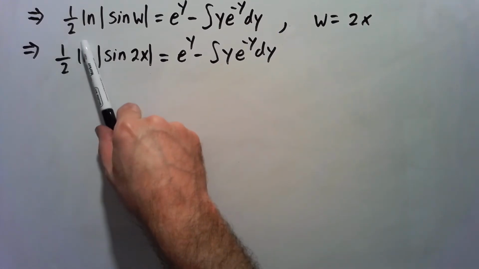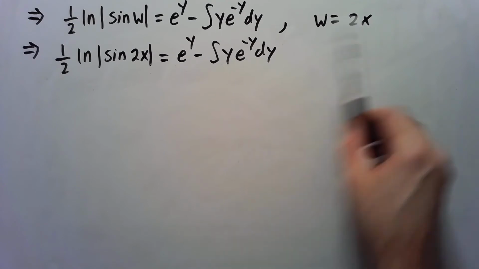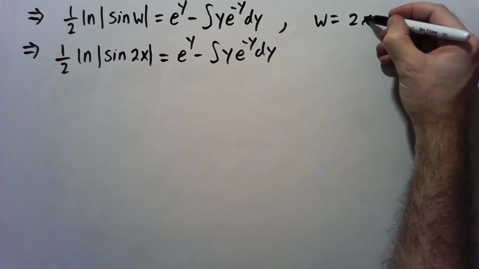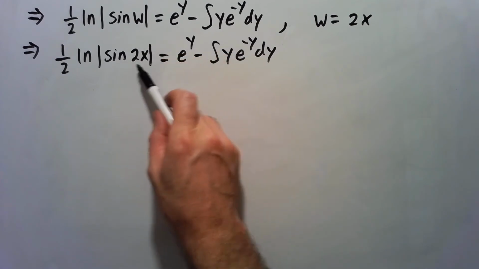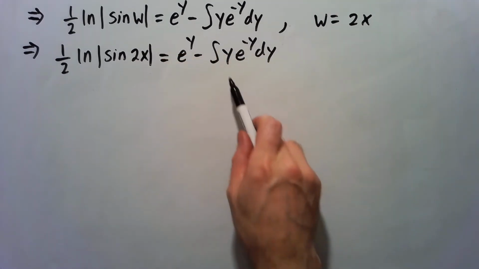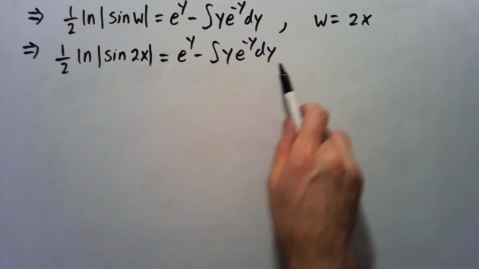So summarizing, we have this, where the w is 2x. Substituting the w with 2x here, we get this guy here. We still have to work out this guy here, which is going to require integration by parts. So let's do that next.